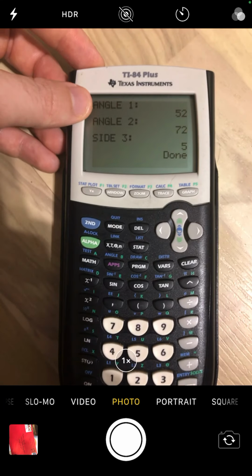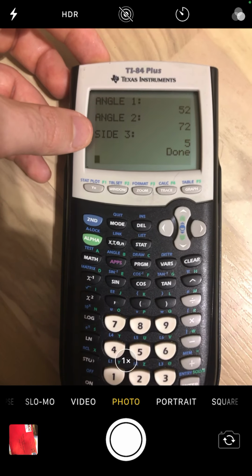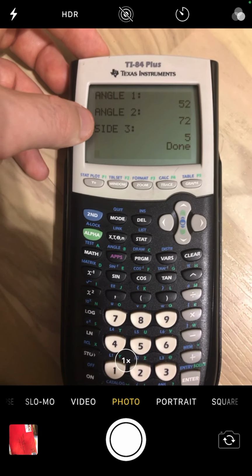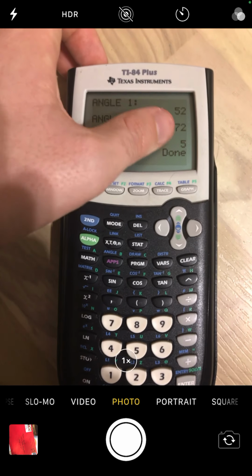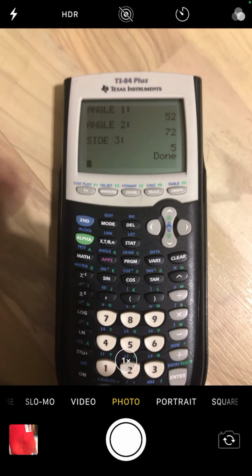So angle 1, 52 degrees. Angle 2, 72 degrees. And side 3 is 5. And there you have it. Okay. Now notice all of these numbers are rounded to the nearest whole number. Some of these numbers shouldn't be like this, like this 5 here. I don't think that's a right triangle.